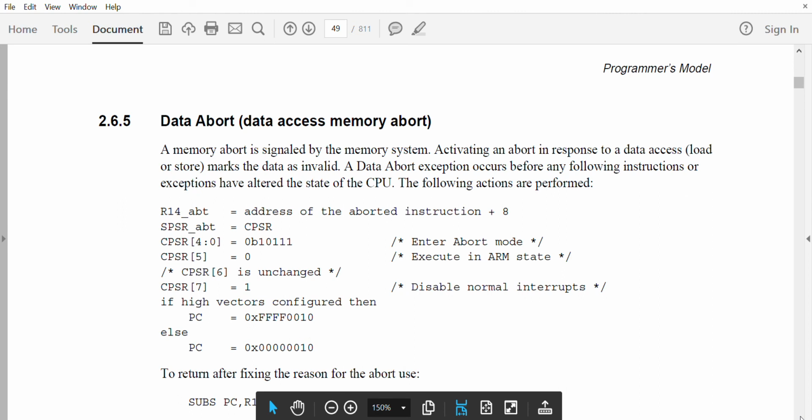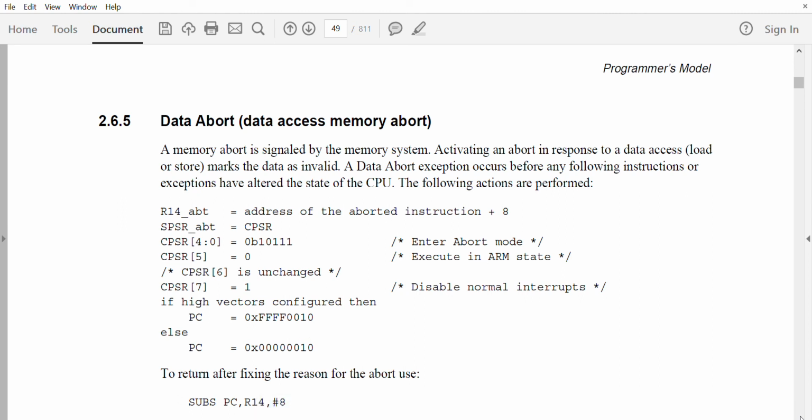Data abort is, suppose you're trying to access the memory to fetch data from the memory or to store data into the memory. So it's a memory access problem. At that time, if a memory abort happens, then that data is treated as invalid. Earlier it was an instruction, now it is data. Both are cases of memory access.